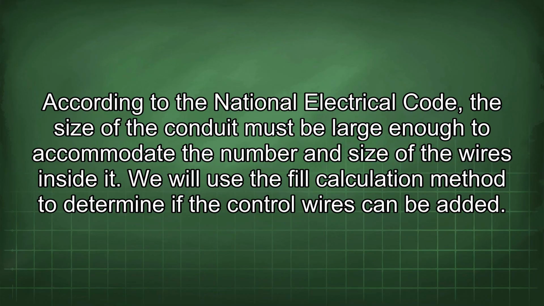According to the National Electrical Code, the size of the conduit must be large enough to accommodate the number and size of the wires inside it. We will use the fill calculation method to determine if the control wires can be added.